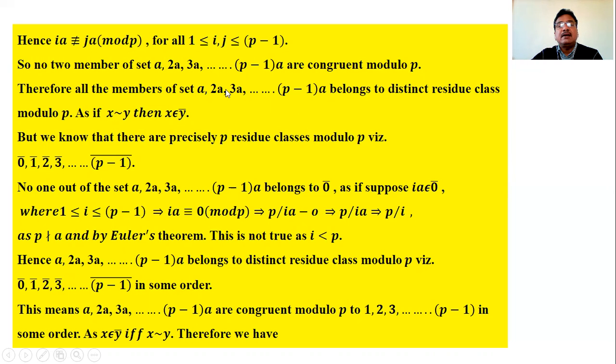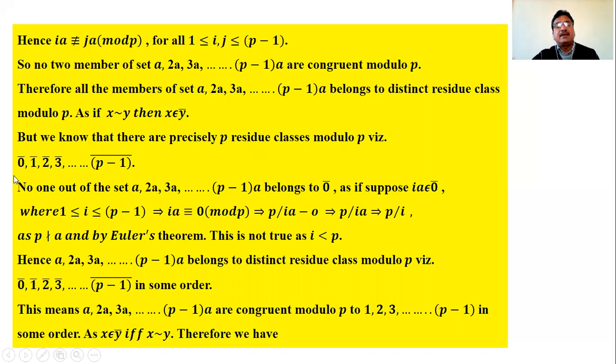So no two are congruent to each other, and so no two of these members belong to the same residue class. That is, all the members belong to distinct residue classes modulo p. Okay, but we know that there are precisely p residue classes modulo p.